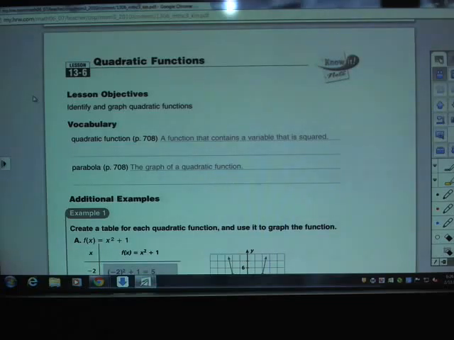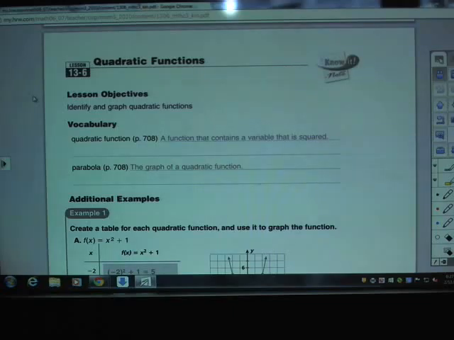Now, what does a quadratic function graph as? A quadratic function graphs as a parabola. A parabola is the graph of a quadratic function. A parabola graphs as a U shape. It's either going to open up or down. That's a guarantee. It's not going to open left. It's not going to open right.